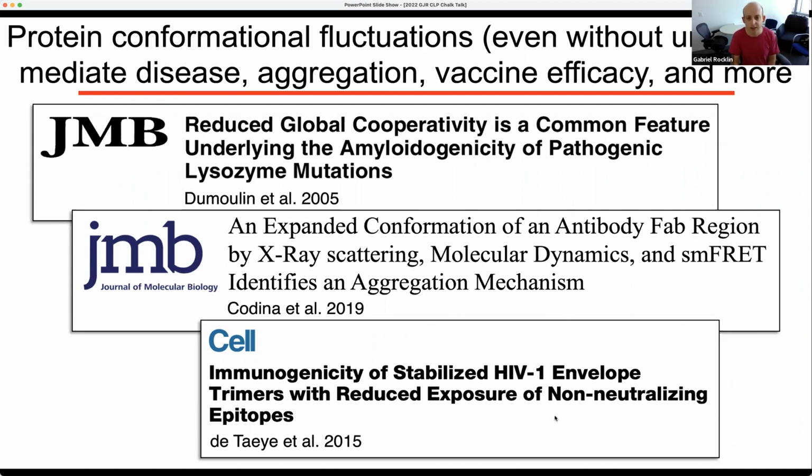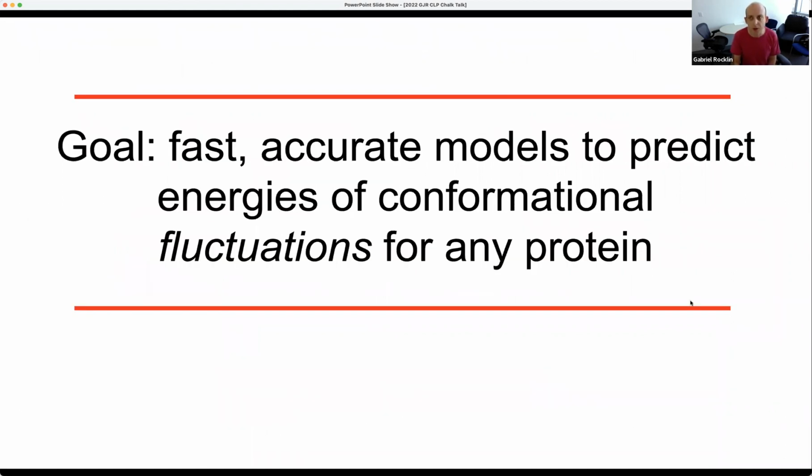And so these are all examples of the importance of conformational fluctuations in biology, in therapeutic formulation, in protein design. And unfortunately, these conformations are really difficult to predict. So the goal of this project is to develop fast, accurate models to predict the energies of conformational fluctuations for any protein. And we can't do this right now.